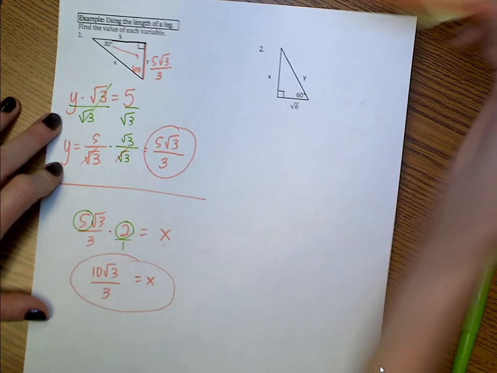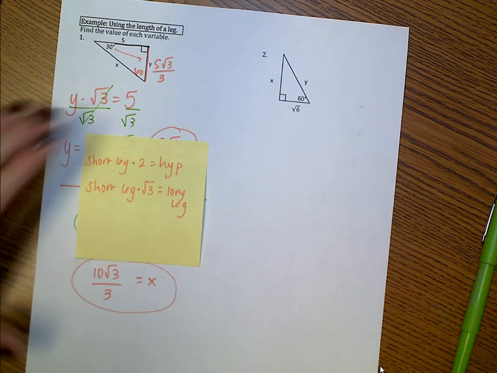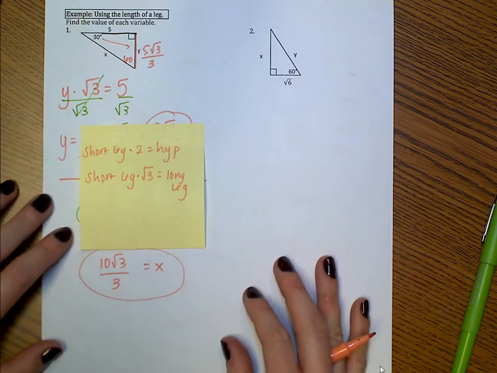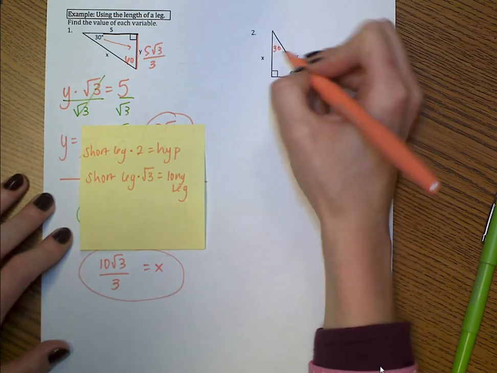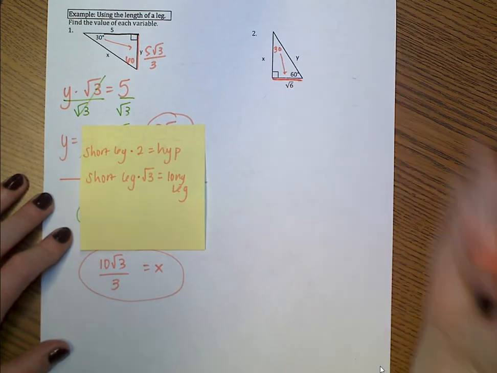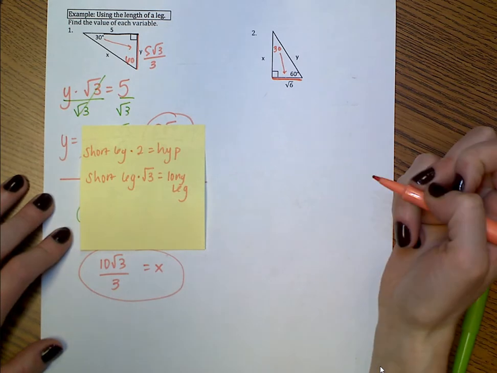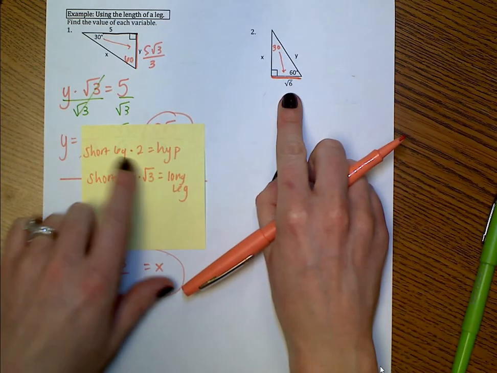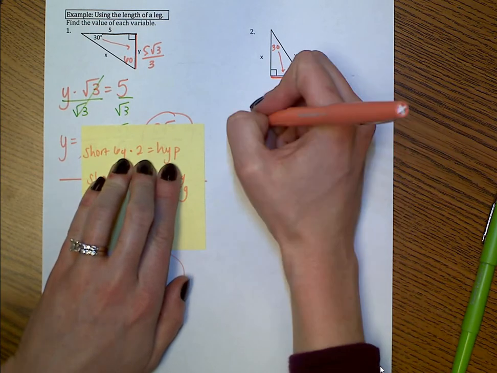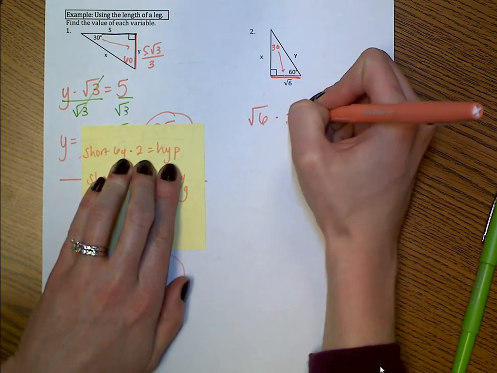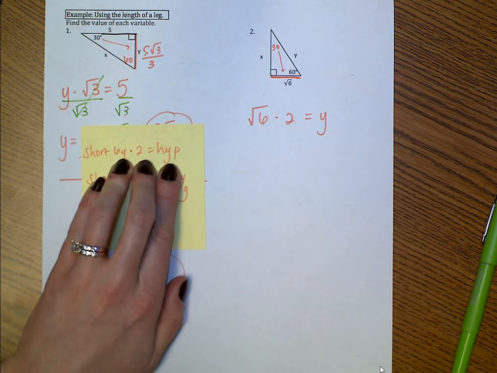All right, last one. Same idea. I want to locate the short leg. So there's the 30, that's the 60. This time they give me the short leg as radical 6. So okay, that's good. Let's find the hypotenuse, which is y, first. So the short leg radical 6 times 2 equals the hypotenuse, which is y.